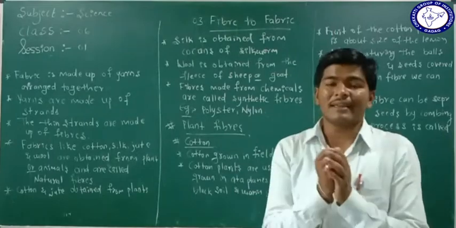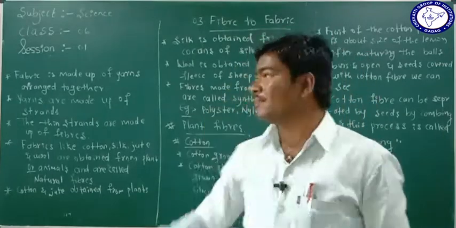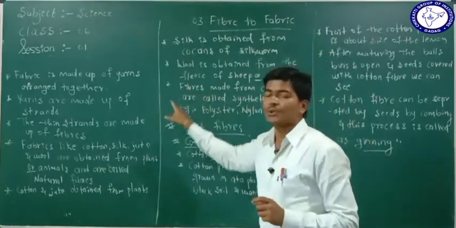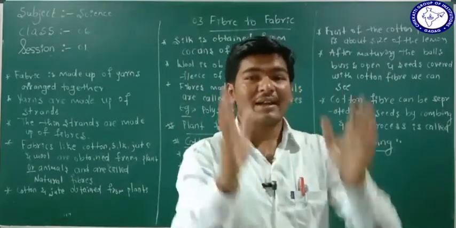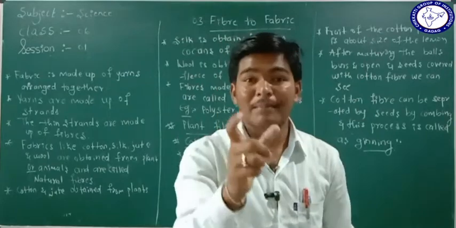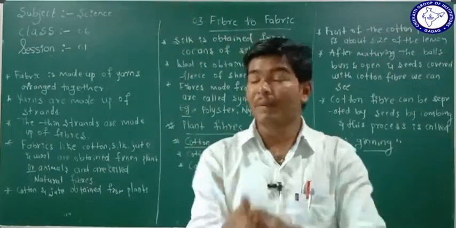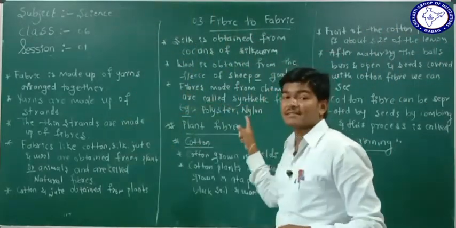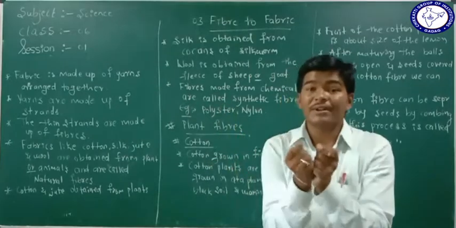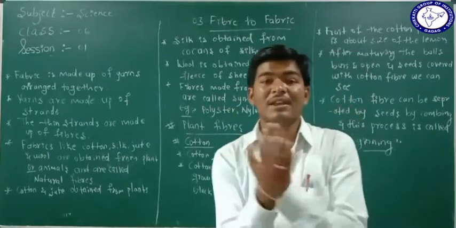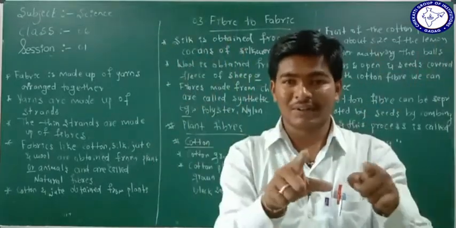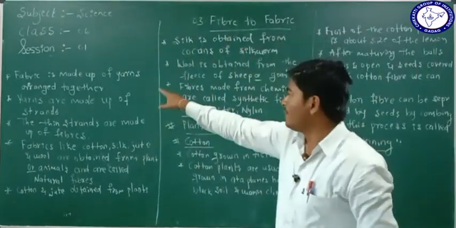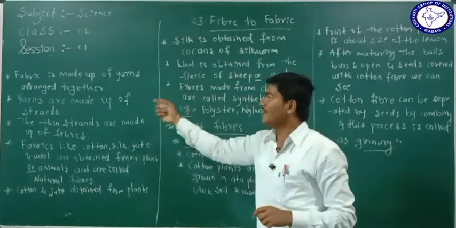The fabric is made up of yarns arranged together. That cloth is nothing but a fabric. A piece of cloth is nothing but a fabric, and that fabric is made up of an arrangement of yarns. Due to the arrangement of the yarns, we get a piece of cloth. Have you understood? Fabric is made up of yarns arranged together.